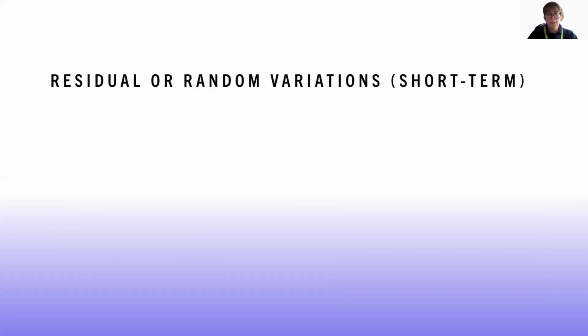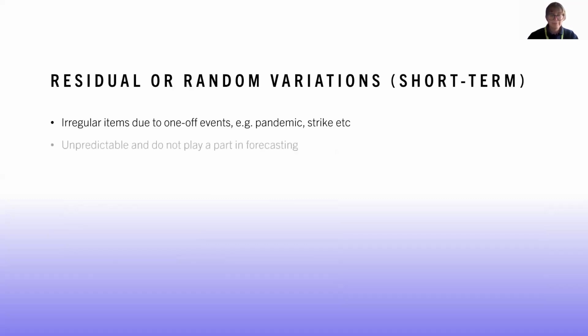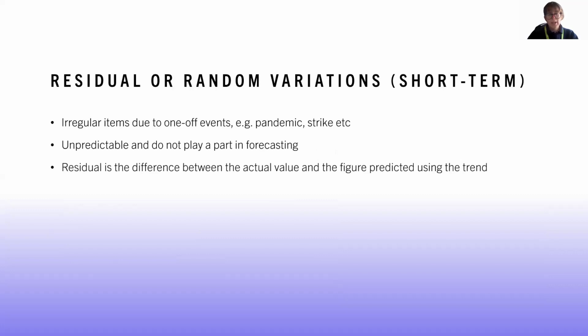Residual or random variations then, this is short term. So it tends to be due to irregular items, due to one-off events. So it might be due to a pandemic, a strike. It could even be to do with there has been a fire or a flood in the area. It's unpredictable, so therefore it does not play a part in any part of the forecasting because nobody would have guessed that that was going to happen. Residual then is the difference between the actual value and the figure predicted using this trend.